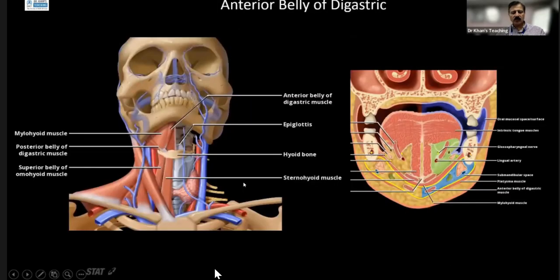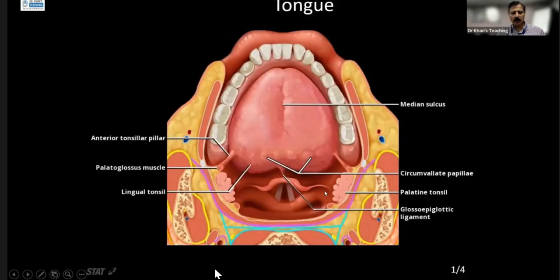And once again, a favorite exam muscle is the anterior belly of the digastric. So look at this diagram. The posterior belly arises from the mastoid process. It goes and attaches to the hyoid bone. From here is the anterior belly, and the anterior belly is a part of the submandibular space. So on a coronal sequence, it will be inferior to the mylohyoid muscle.